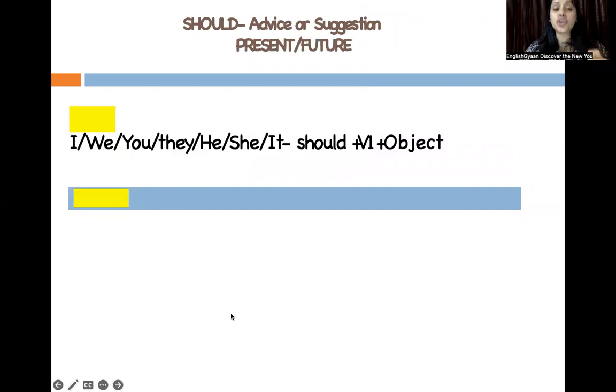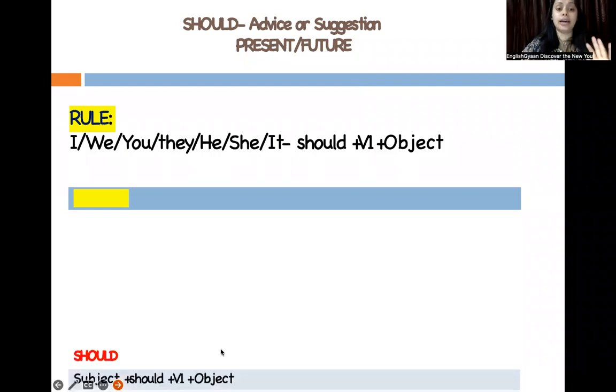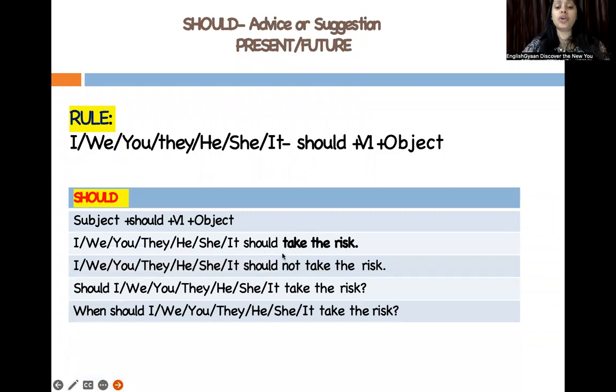And coming to should, it is nothing but advice or suggestion. No compulsion. What is the difference between should and must? Should means just आप अपना suggestion दे रहे हो. Must is compulsion. करना ही है. For example, you should take the risk. तुम्हें risk लेना चाहिए. You must take the risk. लेना ही है. So must is compulsion. Should is just your advice or suggestion to someone.